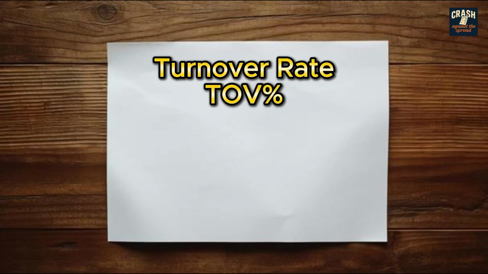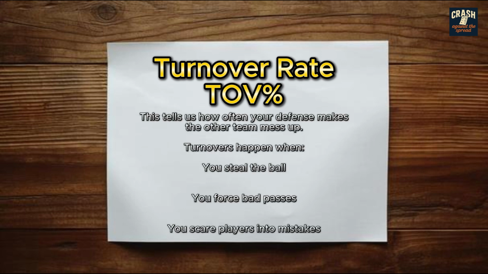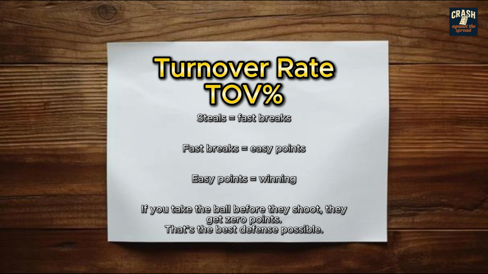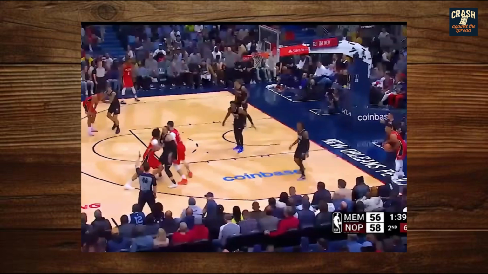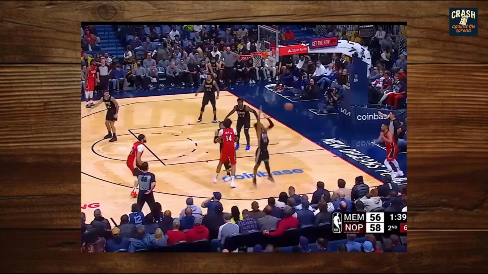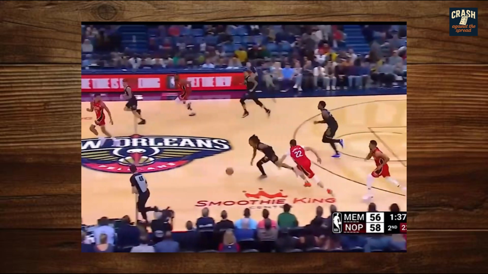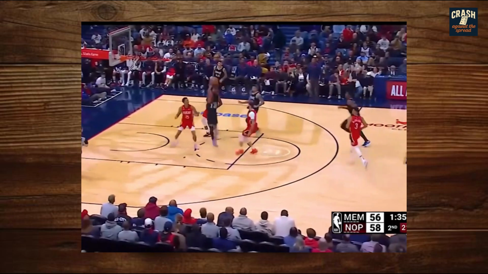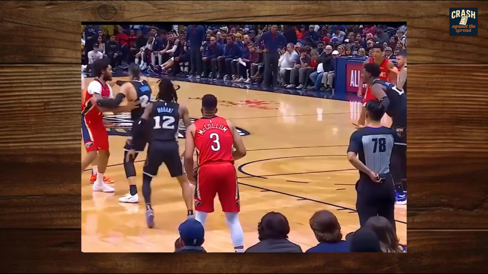Turnover creation rate, opponent TOV percent, step by step. What it means: this tells us how often your defense makes the other team mess up. Turnovers happen when you steal the ball, you force bad passes, you scare players into mistakes. Why it matters: steals equal fast breaks. Fast breaks equal easy points equal winning. If you take the ball before they shoot, they get 0 points. That's the best defense possible.